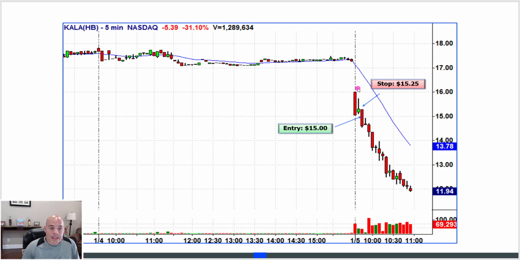The next day, it gapped down to $16. It gapped under support, right? So there's no support down here for this stock. We have all of this clean air, this void below, all of this space down here, okay?